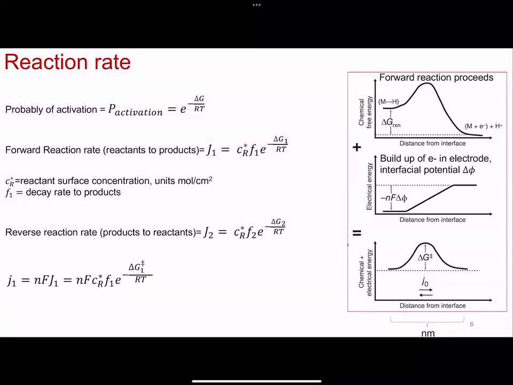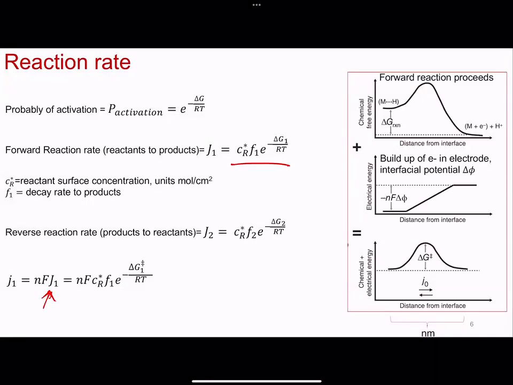So for your current density, if you assume, all right, I can design a catalyst where the conditions will be more favorable for the forward reaction to happen, for the hydrogen to split into protons, then you can safely assume that your current density, J1, is going to be related to your reaction rate times nF, n being the number of electrons in your reaction, and F is just Faraday's constant.